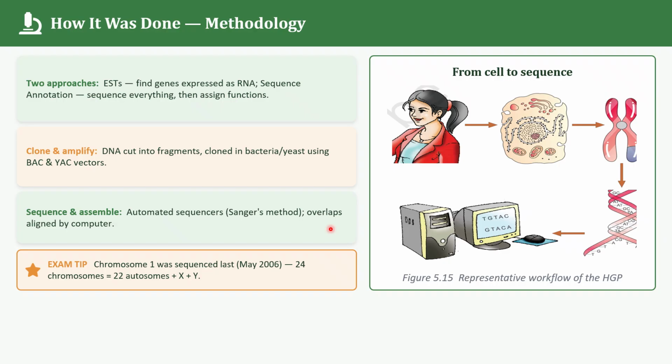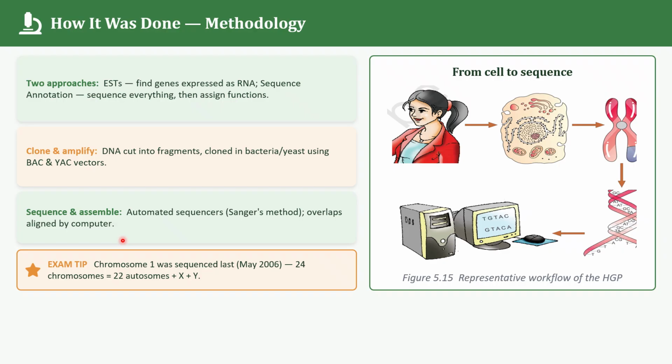And then next is the computer analysis. The number of sequences was enormous, and we humans could not manually align all the sequences. It's not at all possible. So specialized computer programs were developed to align and assemble the sequences. And next is the annotation. The assembled sequences were studied, and different regions were assigned a function. And next is the chromosome assignment. Finally, the sequences were assigned to the respective chromosomes.